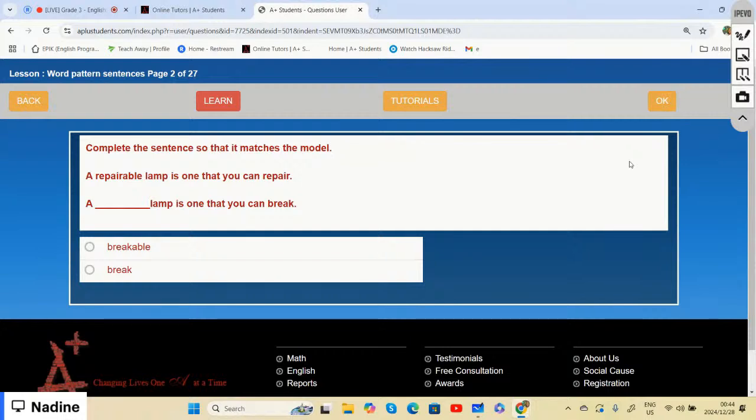But now, do we say a breakable lamp is one that you can break, or do we say a break lamp is one that you can break? Which one is correct? Follow the pattern of the suffix. Let's try again. Remember, a repairable lamp is one that you can repair. That means a what lamp is one that you can break? Option one, a breakable lamp, or option two, a break lamp?